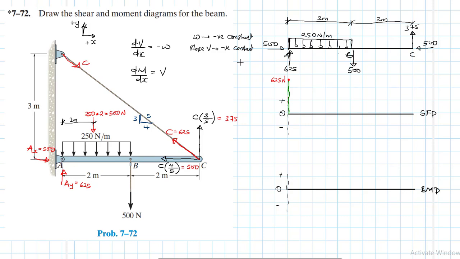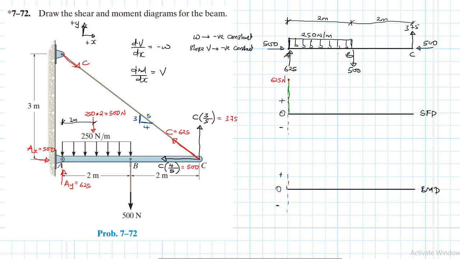So when loading is negative and constant, the slope of the shear force will be negative. It will have a negative constant value, so it will be a linear line with a negative gradient. So the shear from 625 newtons is going to be decreasing at the rate of 250 newtons per meter.